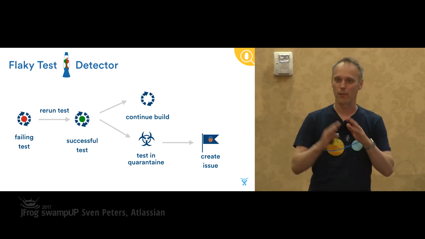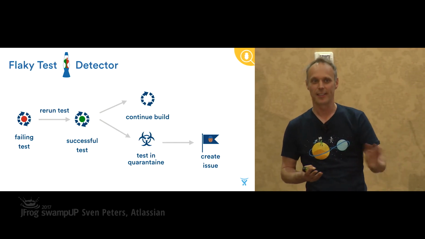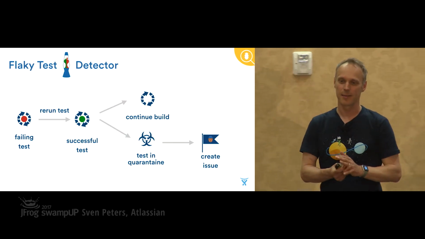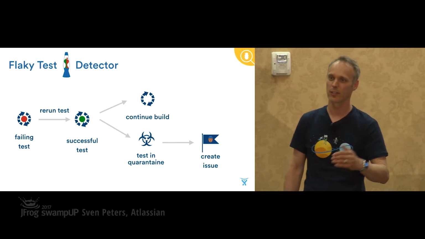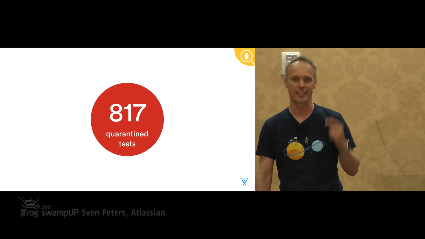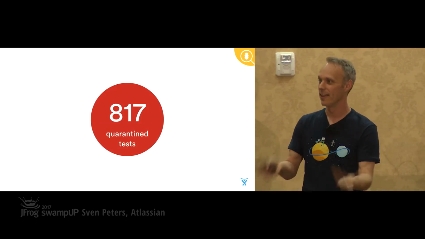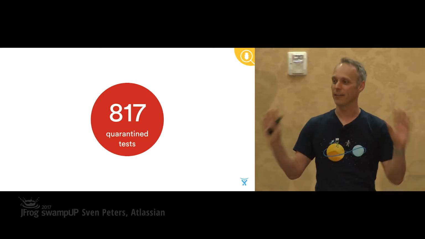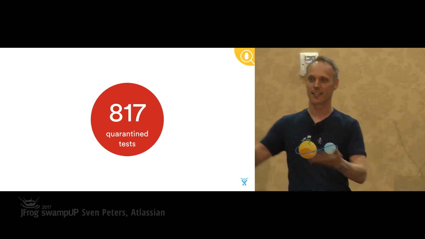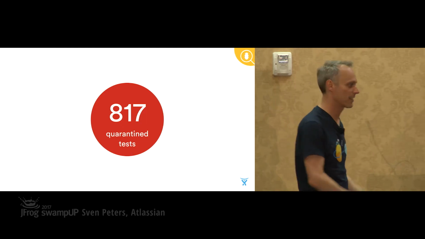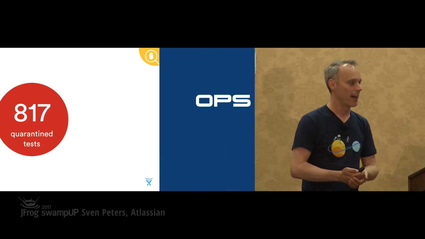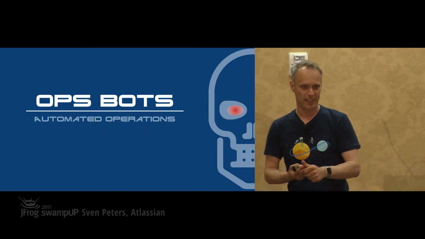And then the Confluence team were actually running it. Our test team were running it. And in the first 4 months, they found 817 tests that they put in quarantine and that they had to fix. So it saved a lot of engineering hours, just this small little flaky test detector. All right. Let's move over to the ops side.